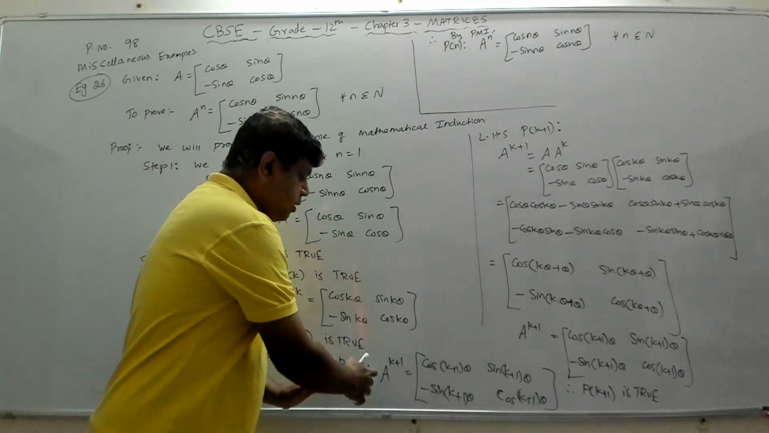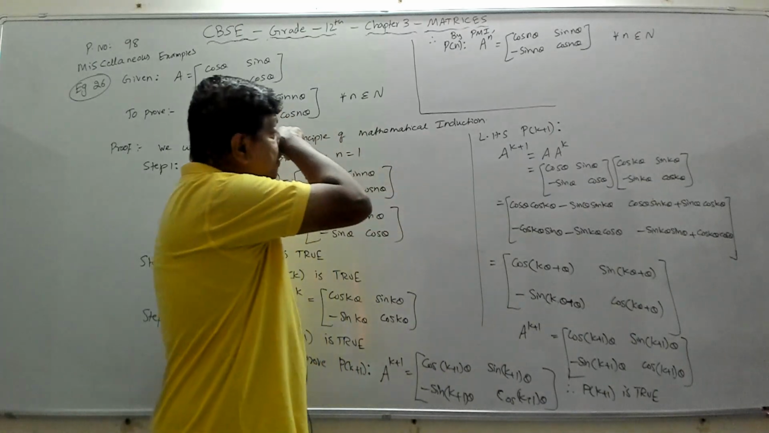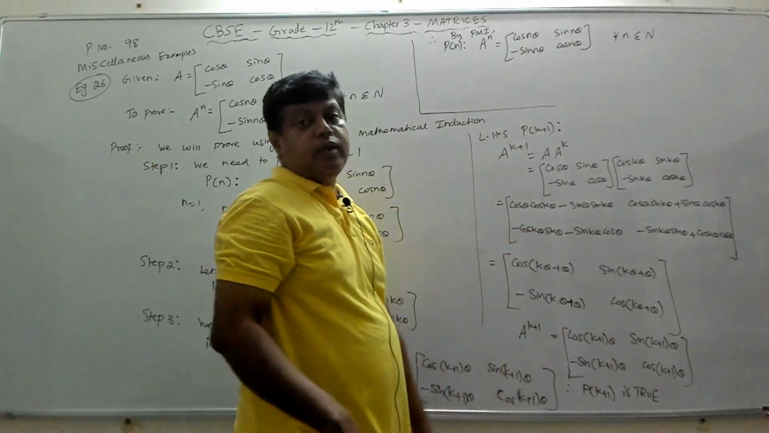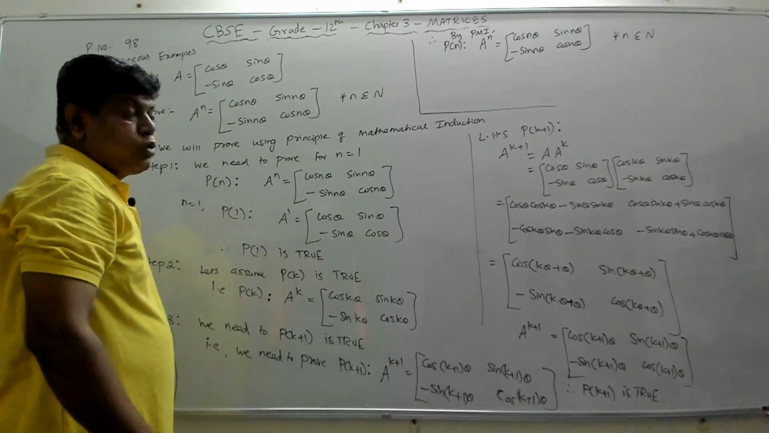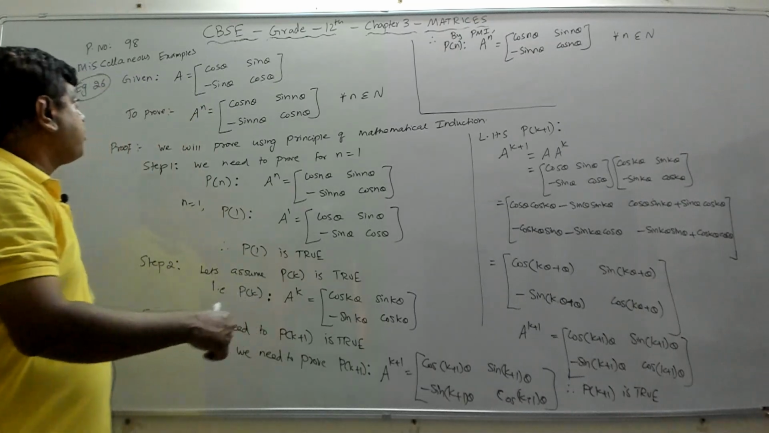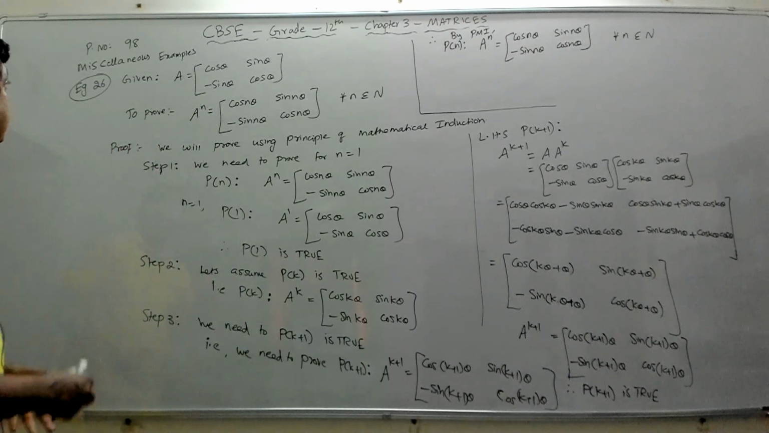This we call a statement. Right? So this is true. Therefore P of n, which is A power n equal to [cos n theta, sin n theta; minus sin n theta, cos n theta], is true for every n belonging to N. Fine. So all of you can pause the video and take the notes. I'll go to the next example.